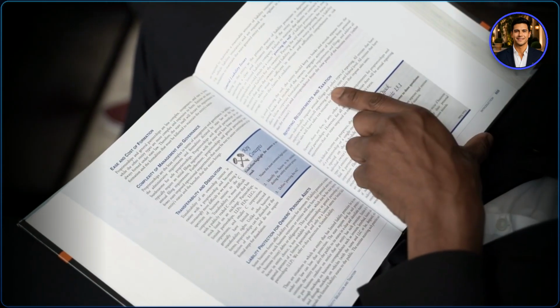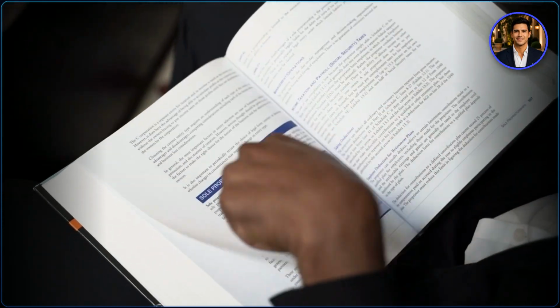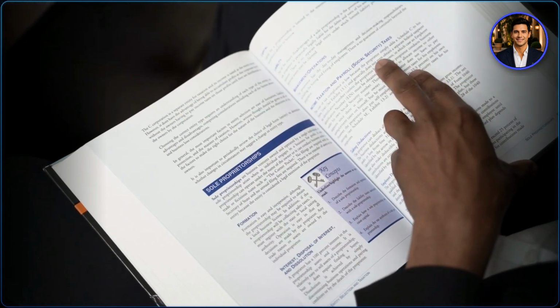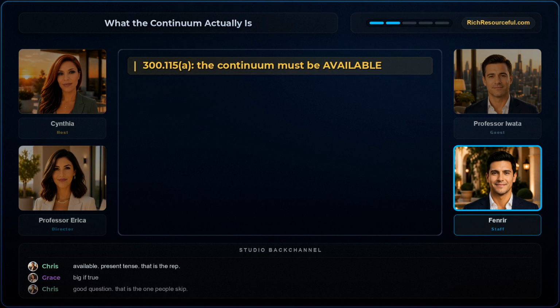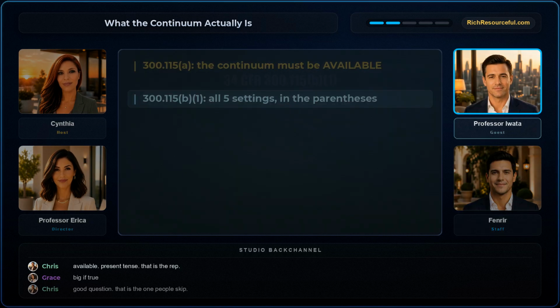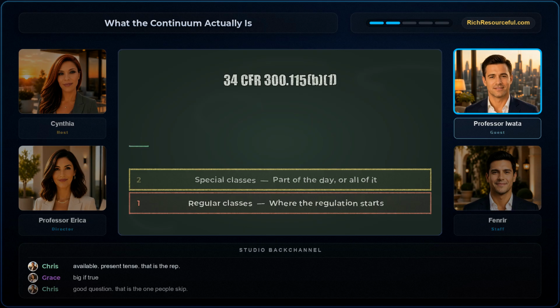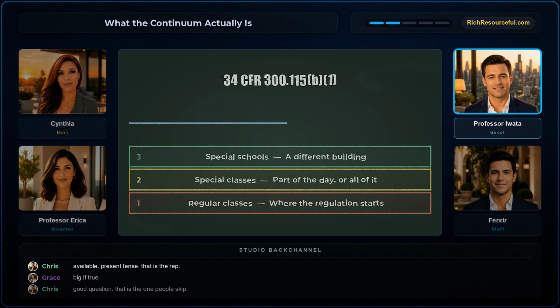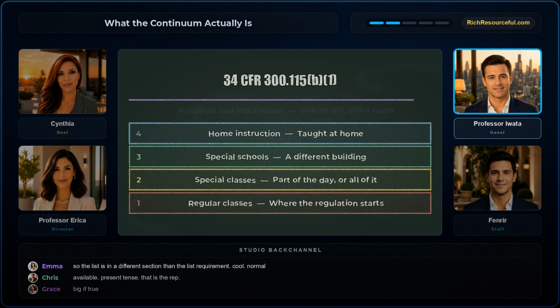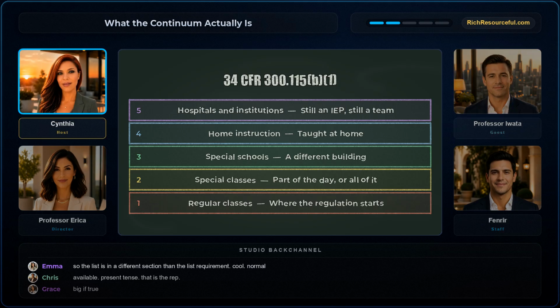And I always assumed that part was just a cross-reference to the, what's it called, 300.39. But no, they're right there in the parentheses, all 5 of them. Instruction in regular classes, special schools, home instruction, and instruction in hospitals and institutions, 5, printed right there in the parentheses. And the field reads that order as least to most restrictive. The 5-room list. Most teachers I've worked with have seen a version of it, and mine had 6 rooms on it. 2 years of laundry folding audiobooks, and I never read the actual section.